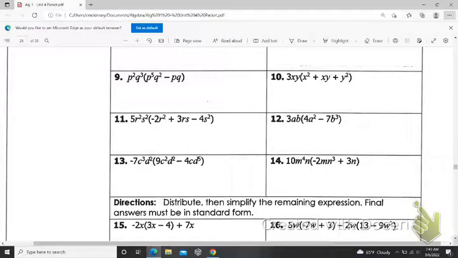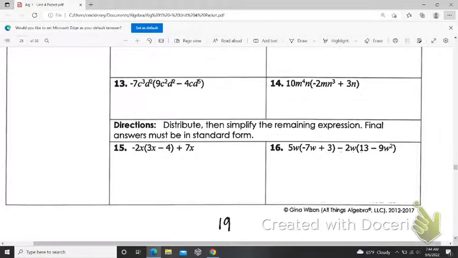Notice when there are 2 variables, you do not have to have like terms to be able to multiply. In fact, you can multiply even if one of them doesn't have that variable at all. So I'm going to look at 13 and 14 just as a couple examples. For number 13, I'm going to start, of course, with this. So I'm doing -7 times 9, then my c, 3 plus 2, then my d, 2 plus 2.